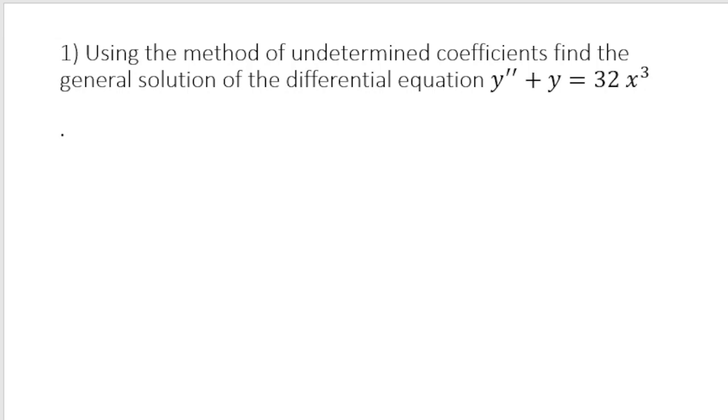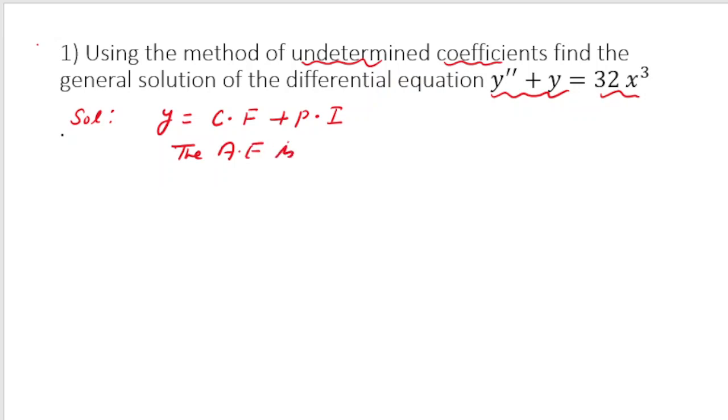So I am going to take the very first example, and it suggests using the method of undetermined coefficients to find the general solution of this differential equation. As we know, the general solution is written as complementary function plus particular integral. Now to write the complementary function, first of all we have to write the auxiliary equation. So what is the auxiliary equation? The auxiliary equation is m square plus 1 is equal to 0. That will give me m is equal to plus minus i.